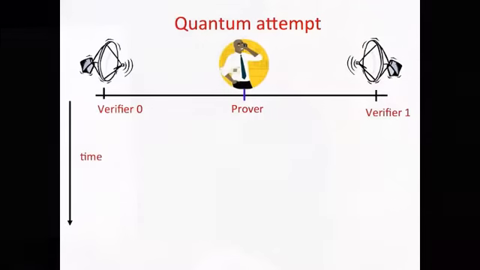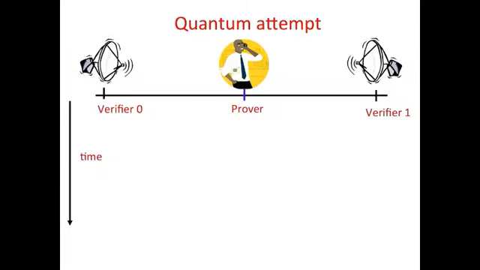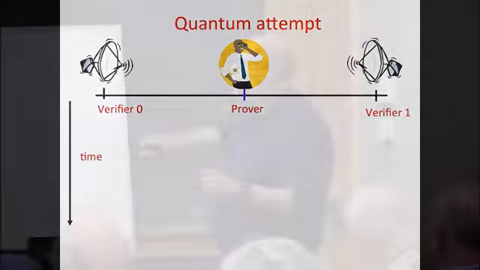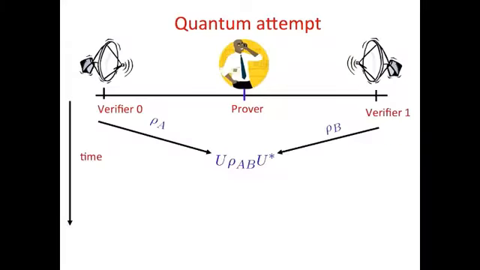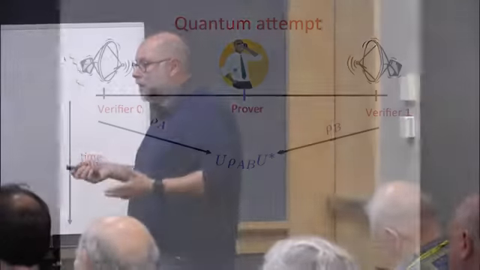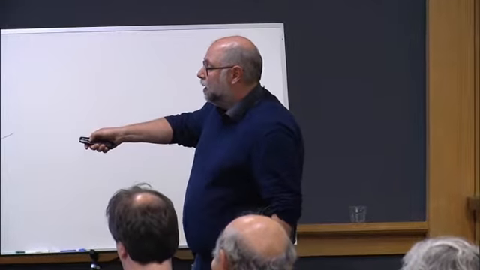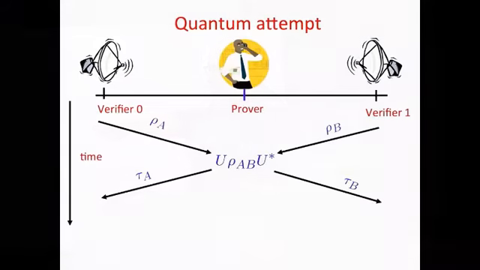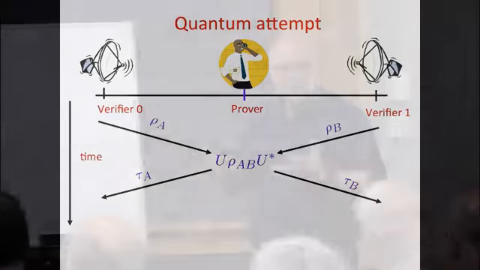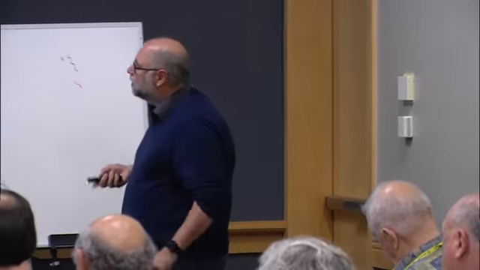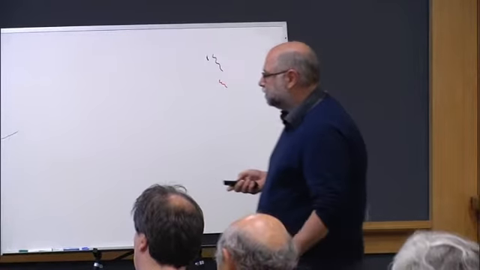And so what is the most general scheme? Well, it is something like this. The verifier 0 sends some quantum state, and the verifier 1 sends some quantum state. And the prover has to perform some unitary transformation on both these quantum states, do some measurement or whatever, and send on two quantum states, tau A and tau B, that may be entangled. This is the most general scheme that you can dream up in the quantum world.